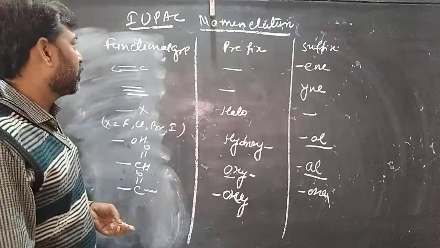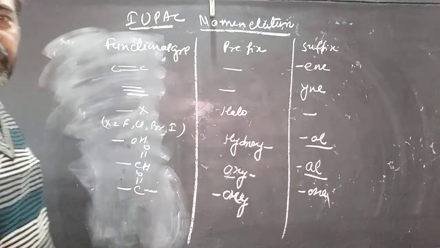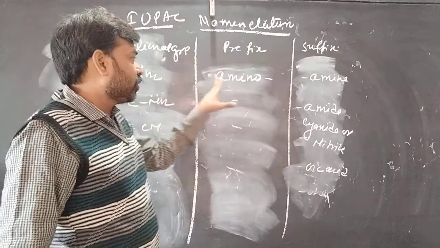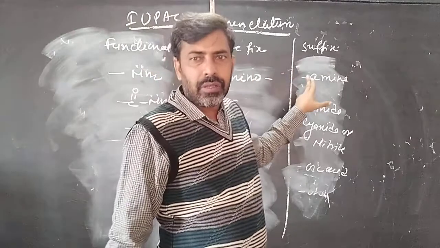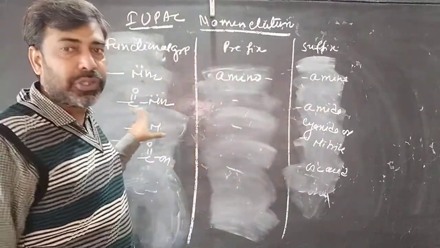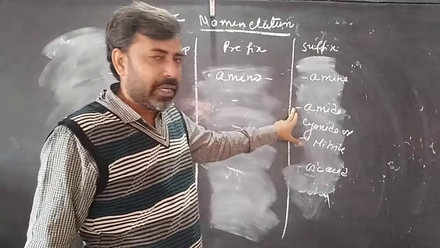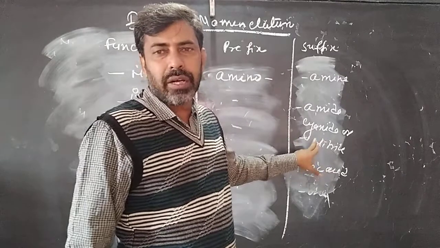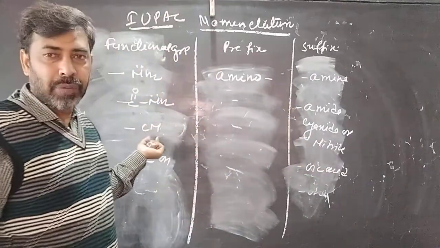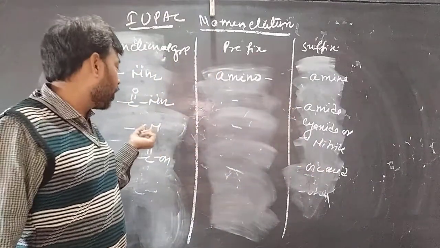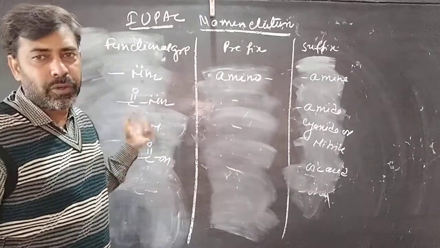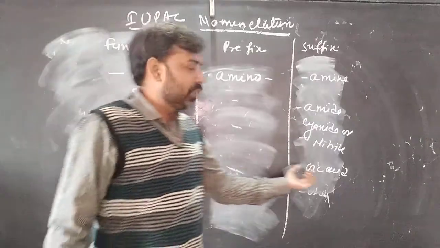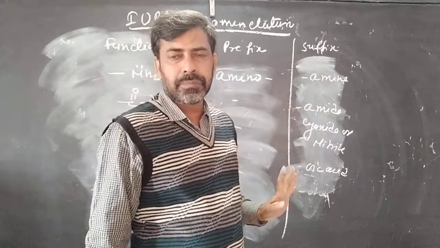Some other functional groups and their prefix and suffix: in the case of the functional group NH2, the prefix will be amino and the suffix will be amine. In the case of CONH2, it is amide. In the case of CN, it is cyanide or nitrile. If you are counting the carbon of the CN, it will be nitrile, and if you are not counting the carbon of the CN, then it will be cyanide. The next one is COOH, the carboxylic acid group, which has the suffix oic acid.